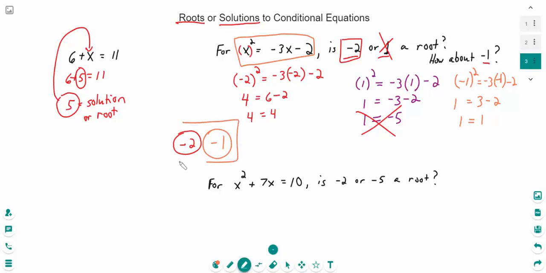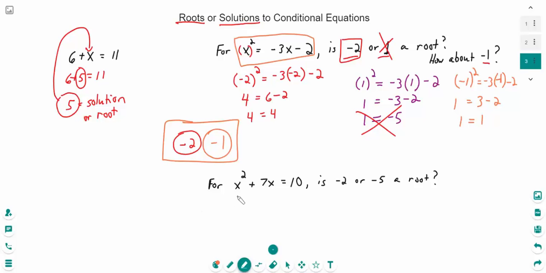So these two would be the solutions or the roots for this particular equation. And there may be more, but we're only going to try those three options. That's all that we were concerned with: the negative 1, the 1, and the negative 2. So there may be more solutions to this equation, but right now we just know that there is a negative 2 and a negative 1. Both of those will satisfy this equation and make it a true equation. All right? So hopefully that kind of makes sense.